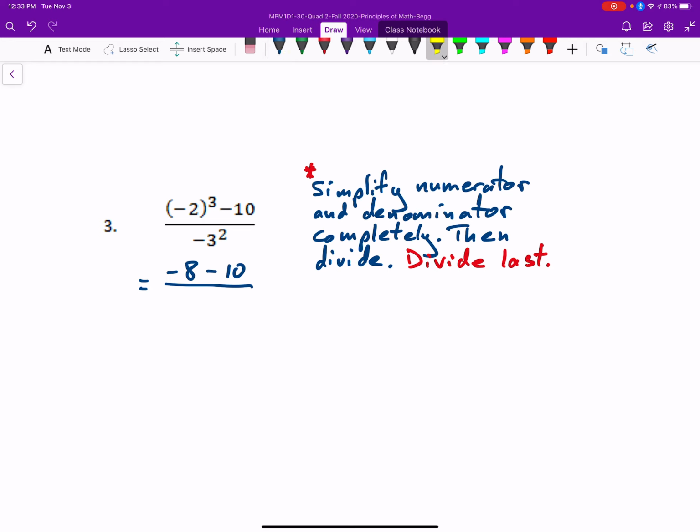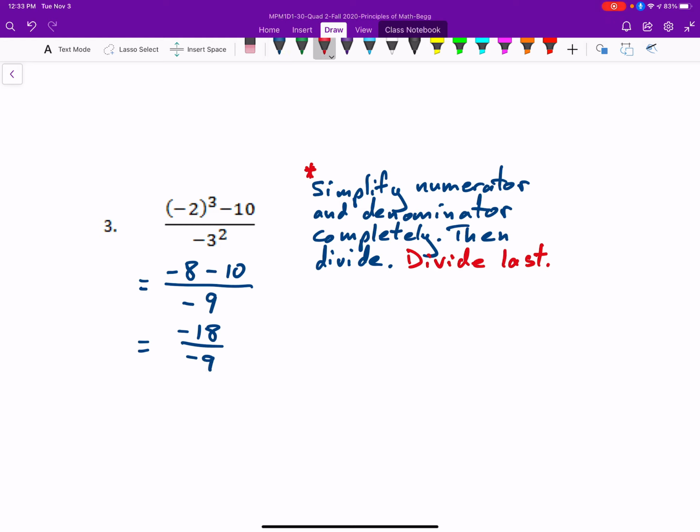And then on the bottom, I've got -3, not in brackets, squared, so it's definitely going to turn out negative because that negative sign is not affected by the exponent 2, and then the 3 times 3 is just 9. There's still more simplification I can do on the top. -8 minus 10. Remember, since they both have the same sign, we can add them together. 8 plus 10 is 18, and they keep that negative sign, so it's -18.